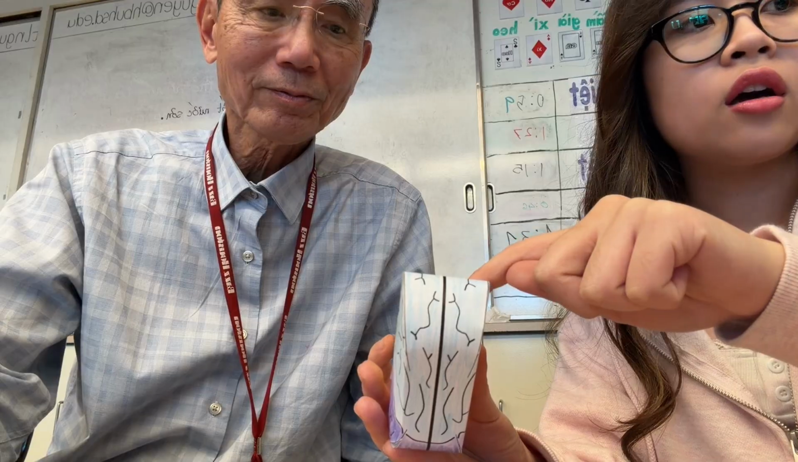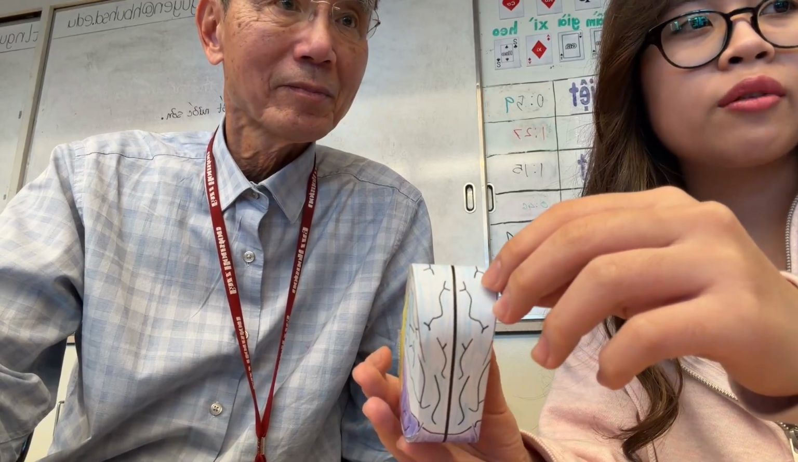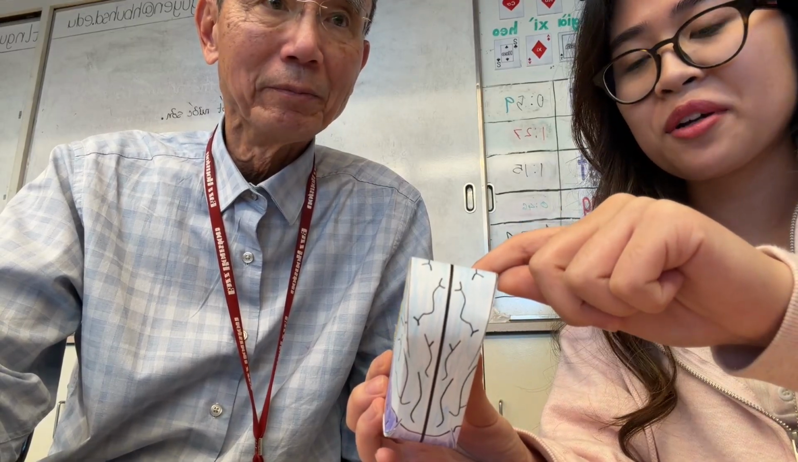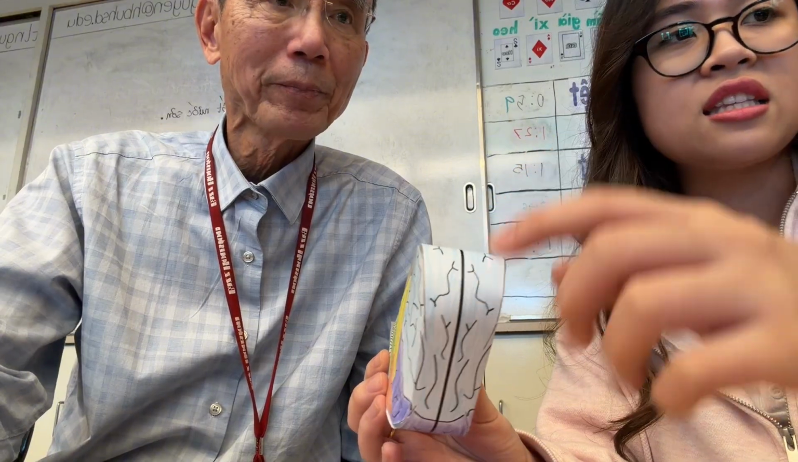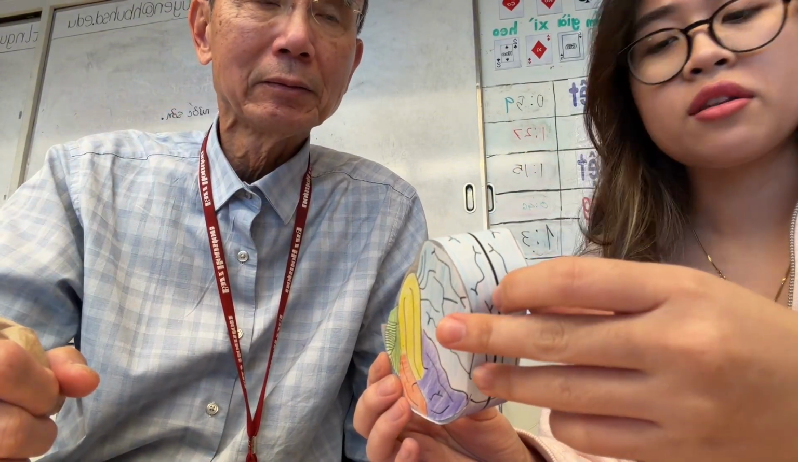And the red one is the pituitary gland, which regulates the endocrine system. And this one is the optic chiasma, which allows both sides of the brain to receive visual input.